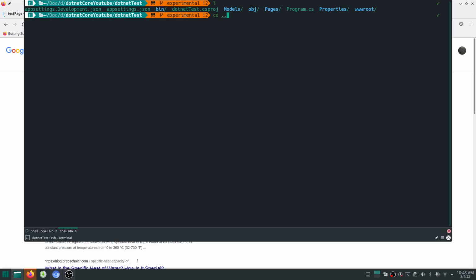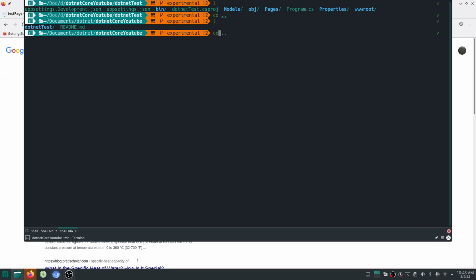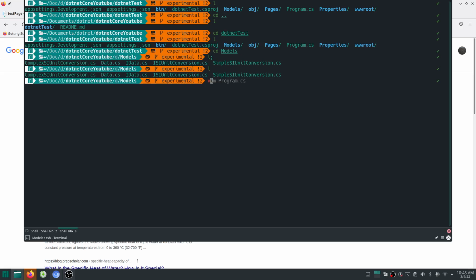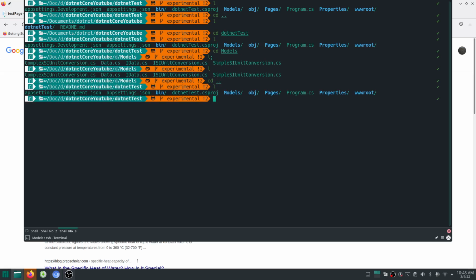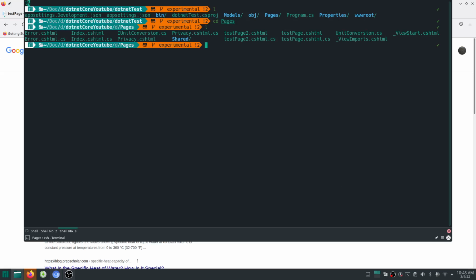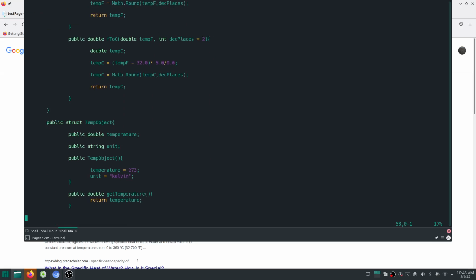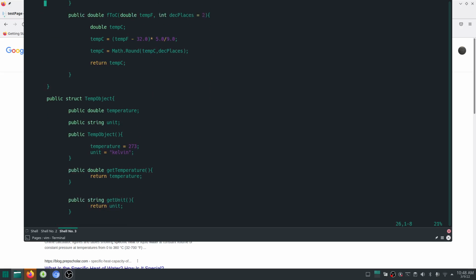I have not talked about the power conversion models. That model will be in pages. I should actually shift all the model files to this models folder, but I chose not to. The power conversion is actually in this UnitConversion.cs, so I have my unit conversion class in our unit conversion namespace.